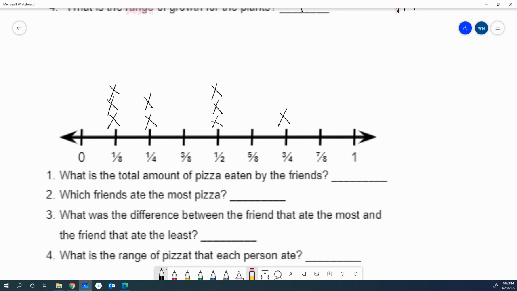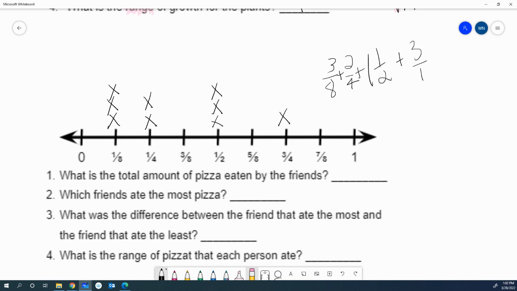All right, here we go. What is the total amount of pizza eaten by friends? You're going to do the exact same thing we did up top and add them all together. Go ahead and give it a shot. All right, for this one, you should have added 1/8 plus 1/8 plus 1/8. We know that is 3/8. 1/4 plus 1/4 is 2/4. 1/2 plus 1/2 is 1. Plus another half is 1 1/2.